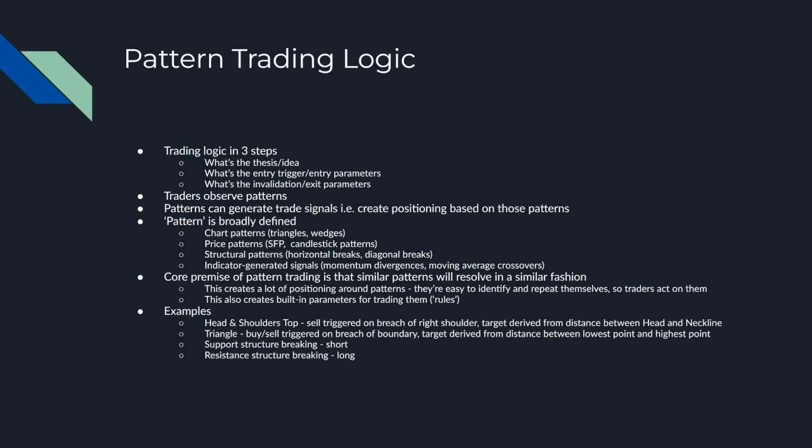Now, the core premise of pattern trading, I kind of touched on this earlier, is that similar patterns will resolve in a similar fashion. It's their repeatability and replicability that makes them a source for trade ideas when it comes to speculation. And these properties that I just described create a lot of positioning based around patterns. Because they are easy to identify and they repeat themselves, traders backtest them, study them, and as a result end up acting on them. And a lot of the time, depending on the pattern, these features create built-in parameters for trading specific patterns. That is to say, trading rules pertaining to those specific patterns.